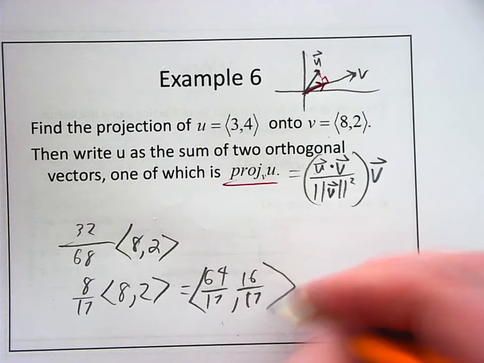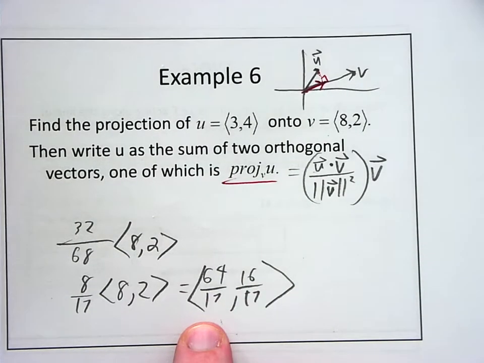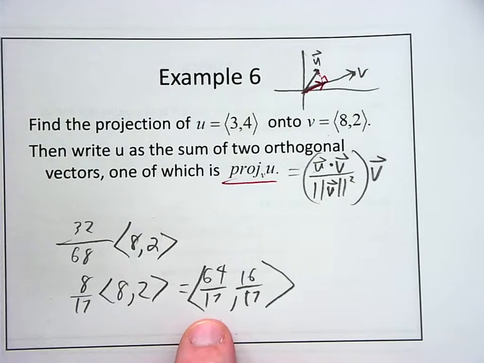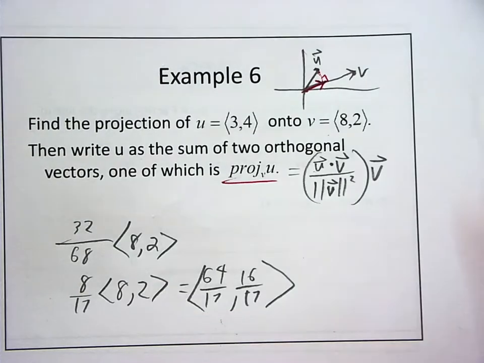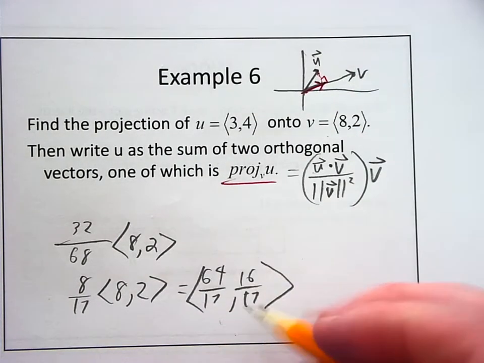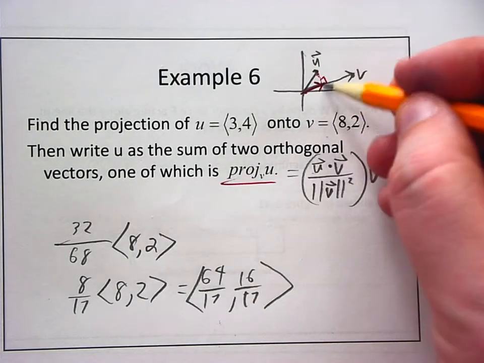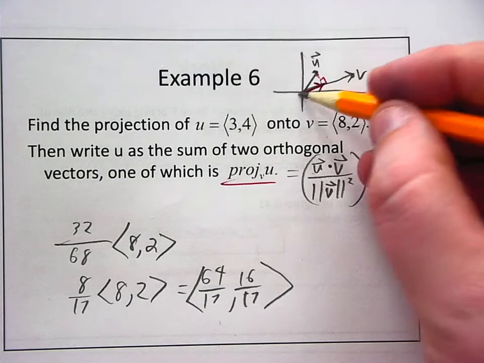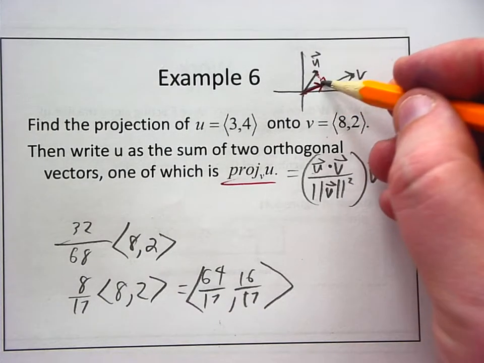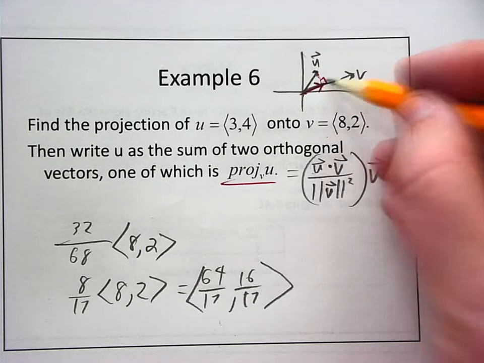So if you think about that for a second, what that's saying is, let's see, what would that be? Almost 4, and a little bit less than 1. So that's what this is here. It's going over almost 4 and up almost 1. That's this red vector here.